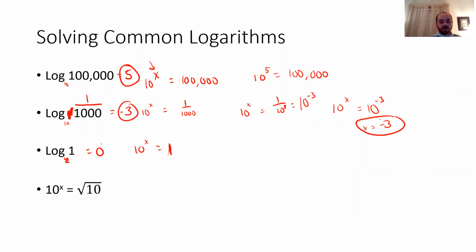Okay, this last one, we need to actually go back and use one of our formulas here to solve this. This says 10 to the x equals the square root of 10.